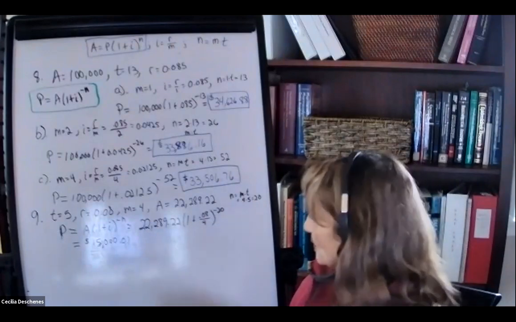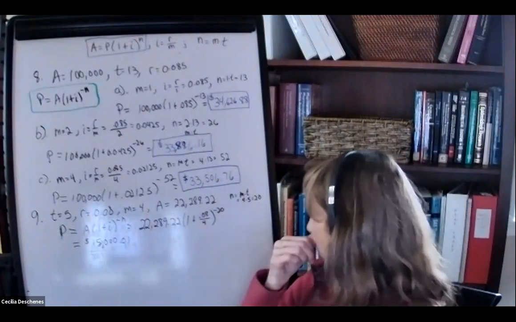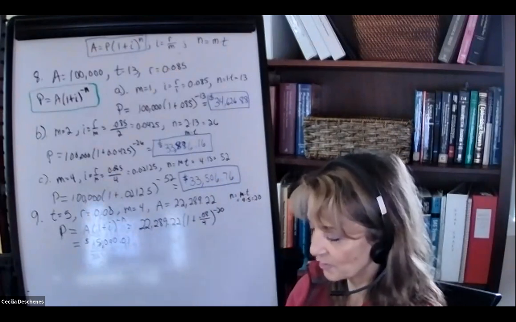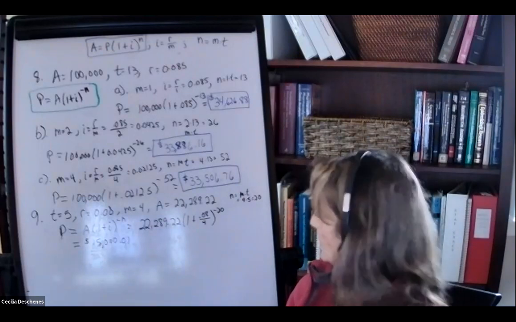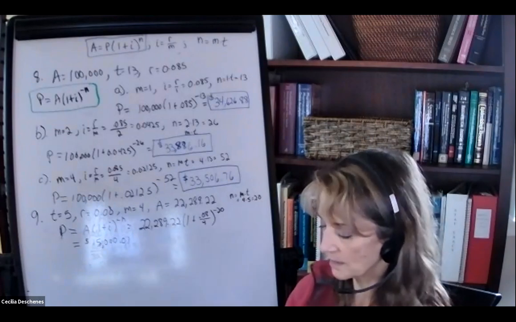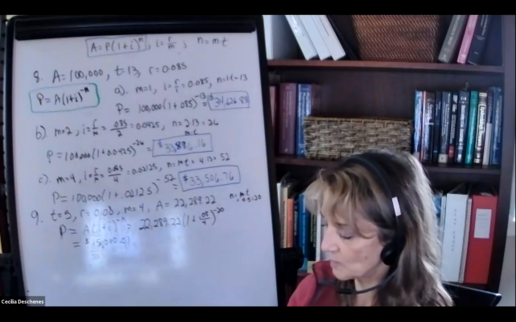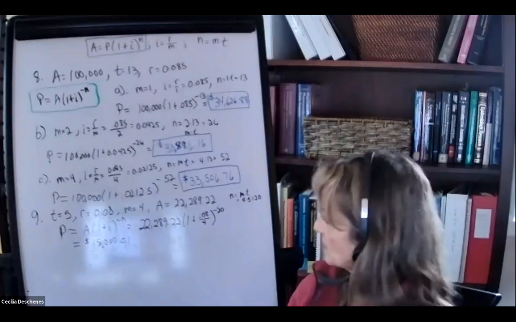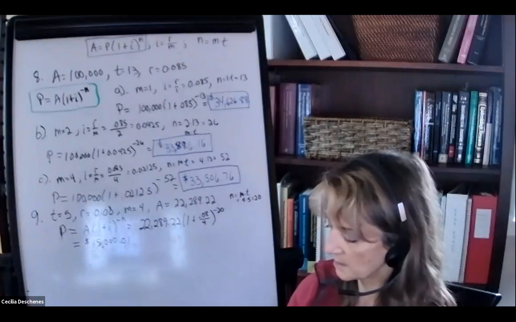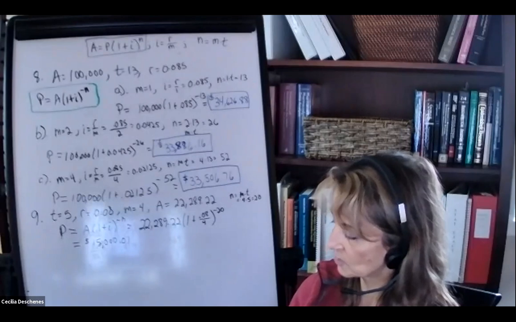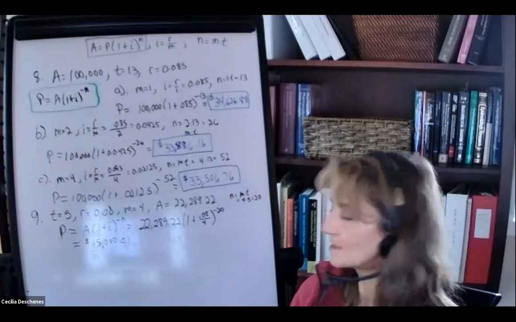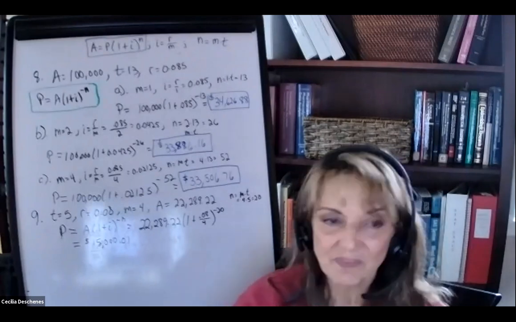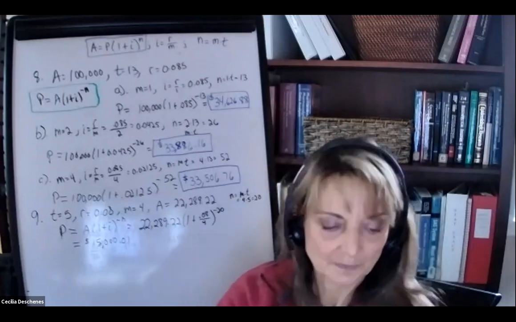So if you take the 0.08, let me just check where the rounding might be coming in. Well, 0.08 divided by 4 is just 0.02. So we add 1 to that, we get 1.02 raised to the negative 20, multiplied by 22289. I just want to make sure that I did plug everything in right. Yep, $15,000 and 1 cent. Okay, let's move on to number 10 now.